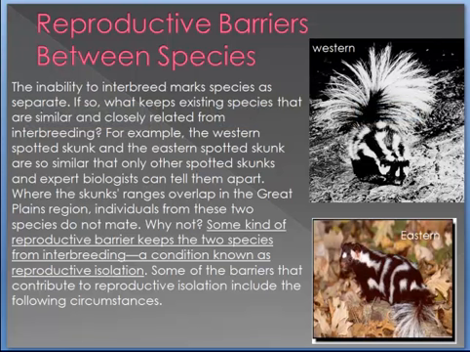So what are some of these reproductive barriers? First off, a reproductive barrier is something that will keep those 2 species from interbreeding, a condition known as reproductive isolation. The inability to breed marks species as separate. So what keeps existing species that are similar and closely related from interbreeding? Well, an example of this could be the western spotted skunk and the eastern spotted skunk. They are so similar that only other spotted skunks and expert biologists can tell them apart.